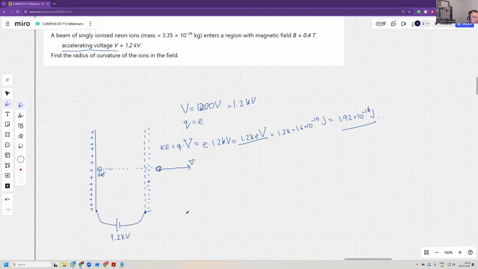And then we can work out the speed. Speed is equal to the square root of double the kinetic energy divided by the mass. So 2 times 1.92 times 10 to the minus 16 divided by the mass, 3.35 times 10 to the negative 26 kilograms. This is joules. And I get the square root of 2 times answer divided by 3.35 times 10 to the negative 26.